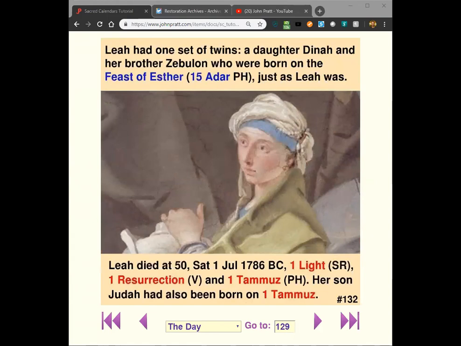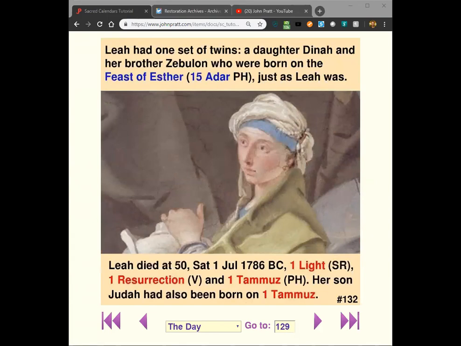Anyway, they're born on a female holy day, the Feast of Esther. So Dinah gets the cool day. On the star calendars, they're born on different days, and he gets a man's day, and she gets another queen princess day. So it's really cool.